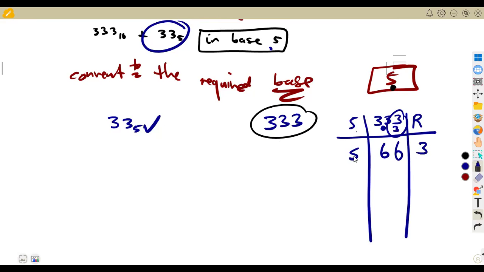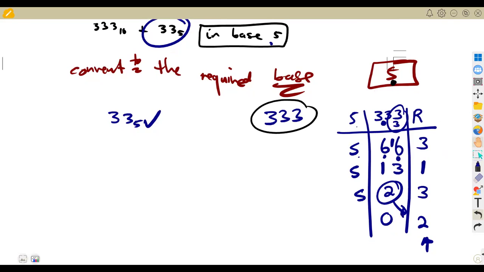By 5 again, 5 into 6, that is 1, remainder 1. 5 into 16, that is 3 into 15, a remainder of 1. 5 into 13, 2 times into 10, a remainder of 3. 5 into 2, that is a 0, remainder 2.